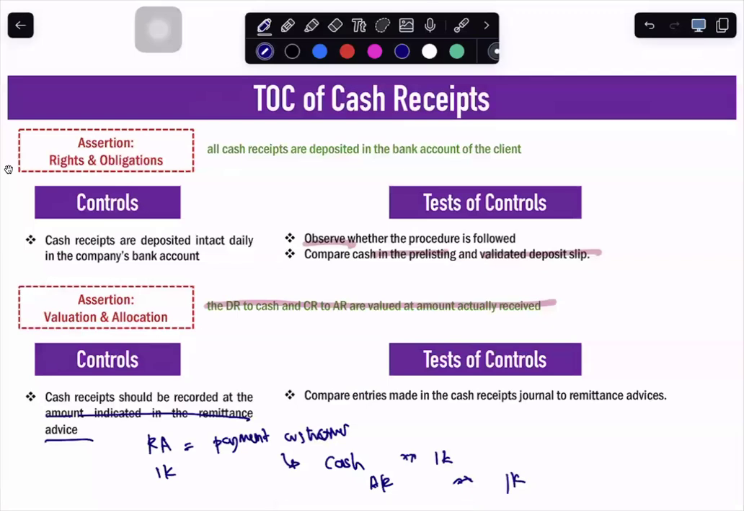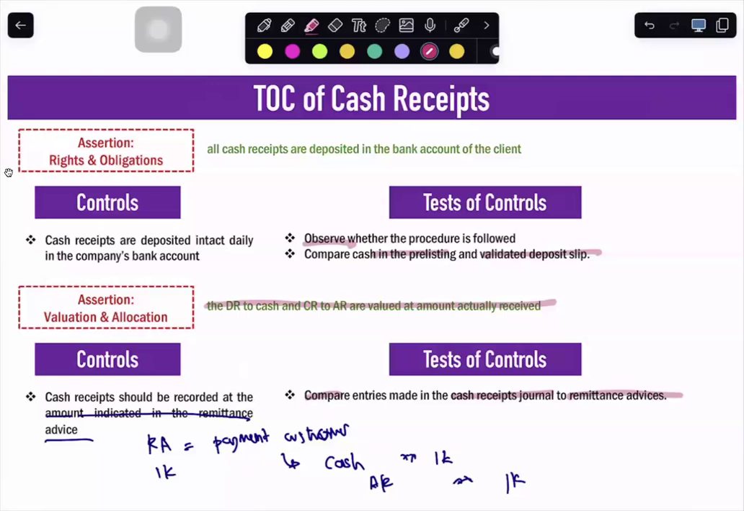Now, how do we test that control? To test that control, you just need to compare the entries made in the cash receipts journal to your remittance advices. So we want to look whether the remittance advices were properly recorded in our cash receipts. So you try to look and compare cash receipts, therefore, to your remittance advice.